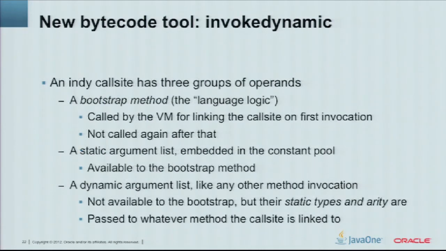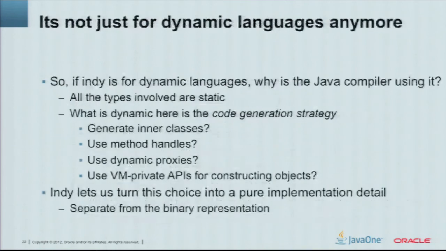What's in the bytecode for an Indy is a little more complicated than what's in the bytecode for the other invocation modes. In addition to the things we had before, which were an argument list, a method name, and a signature, there's this pointer to the bootstrap method, which you can think of as the language logic, and also a static argument list, known to the bootstrap, which has information that is statically known that can help in the linkage decision. Why this is important will become clear in a few moments.